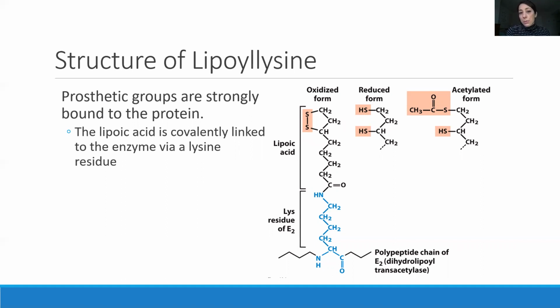In its reduced form, the lipolysine can also act to bond through an acetylated form. So it can bind an alcohol onto its sulfur. There's a reaction in which the alcohol then binds, forming this sulfur here.